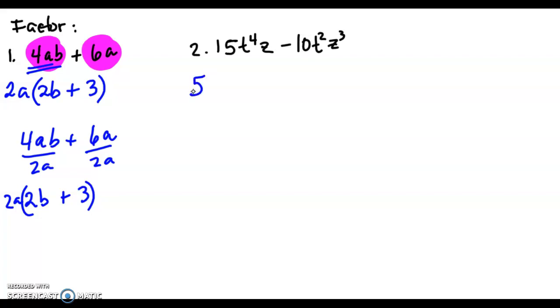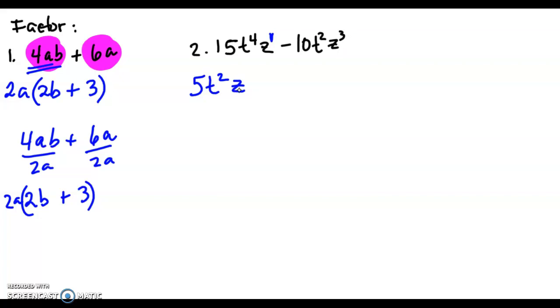All right, now let's look at the t's. This first term has 4 t's. This is t times t times t times t. The second term has 2 t's, t times t. Well, how many do they have in common? Well, they have 2 t's in common. And now let's look at the z's. The first term has a 1. Remember, if there's not an exponent, we assume it's a 1. And the second term has 3. So together they have 1 z in common.